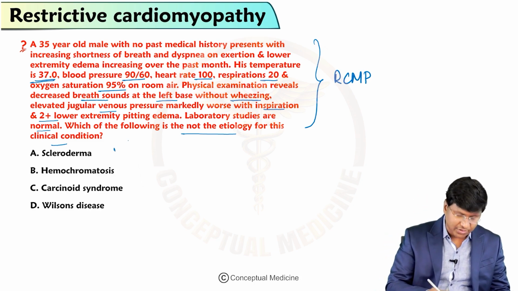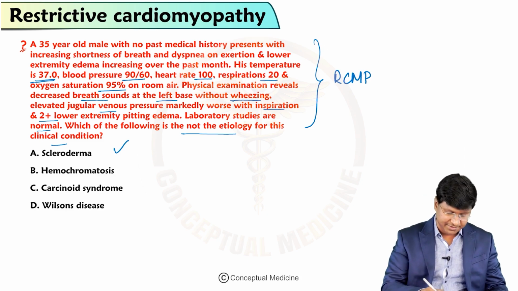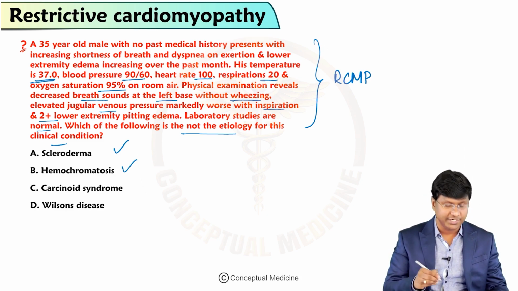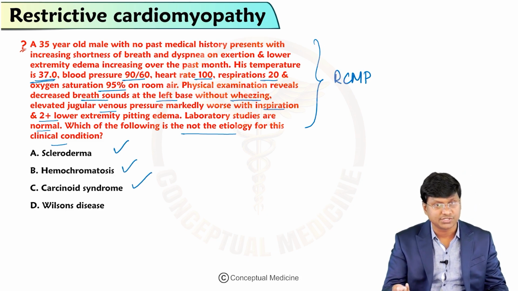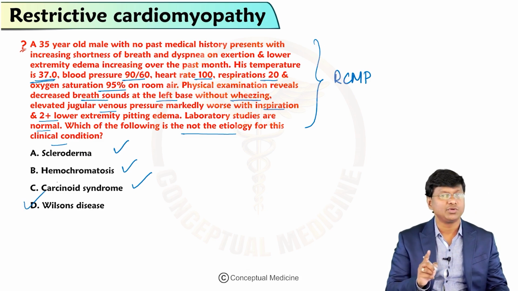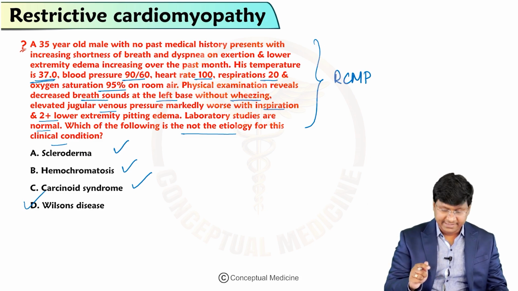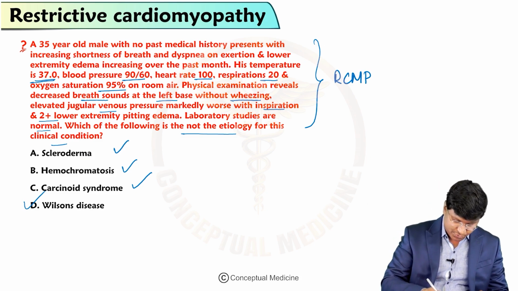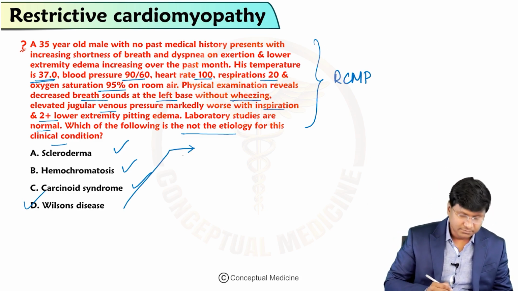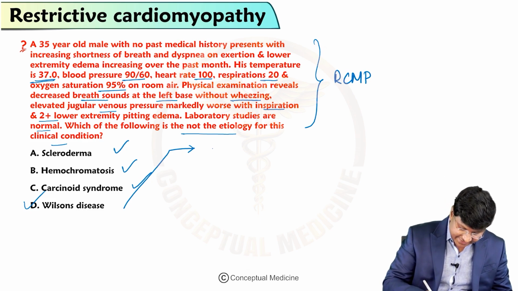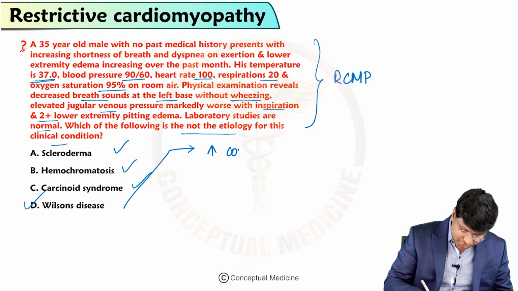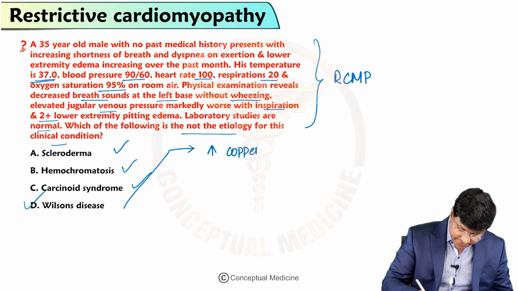And scleroderma, yes, it will cause restrictive cardiomyopathy. Hemochromatosis will cause restrictive cardiomyopathy. Carcinoid syndrome also will cause restrictive cardiomyopathy, but not Wilson's. So Wilson's is not the etiology for the development of restrictive cardiomyopathy. And this Wilson's disease is a disorder which is characterized by excessive accumulation of copper in the body. And these patients with Wilson's, they develop macronodular cirrhosis.